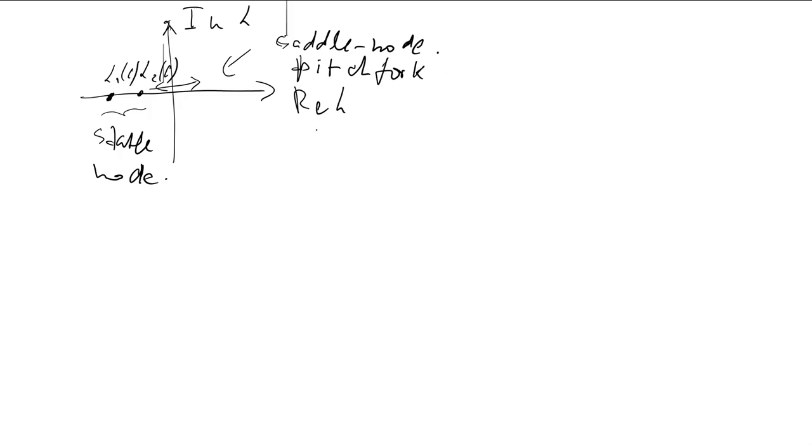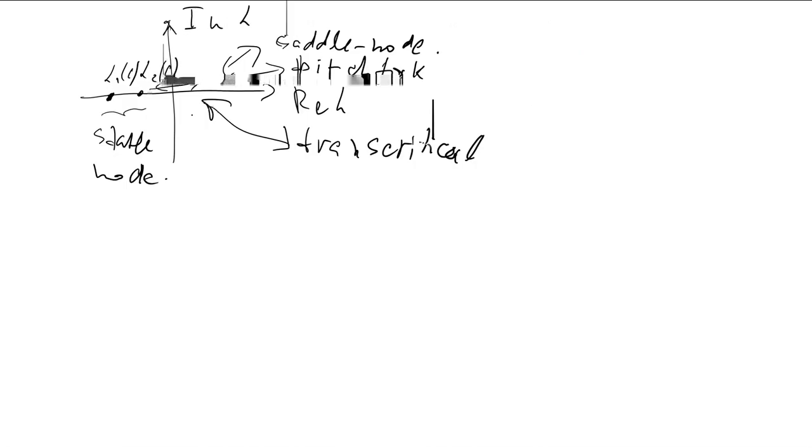And also transcritical. So all three bifurcations which we observe in one-dimensional flows occur when one of the eigenvalues lambda becomes equal to 0.